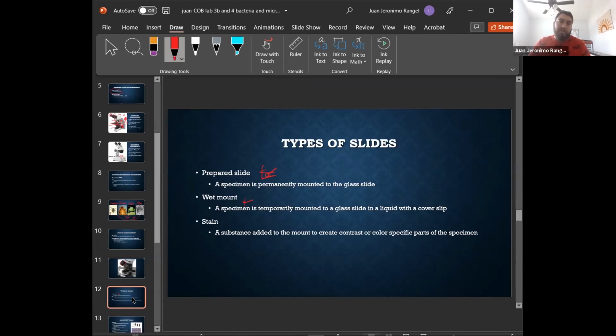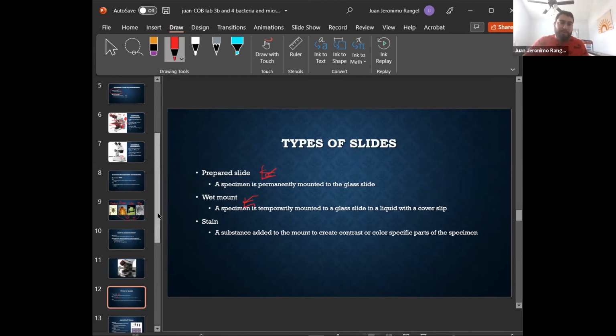The wet mount, you can look at living things. That's the positive about it. But the negative about it is that you can't store it. It's a wet mount. It's going to dry out if you don't fix it.